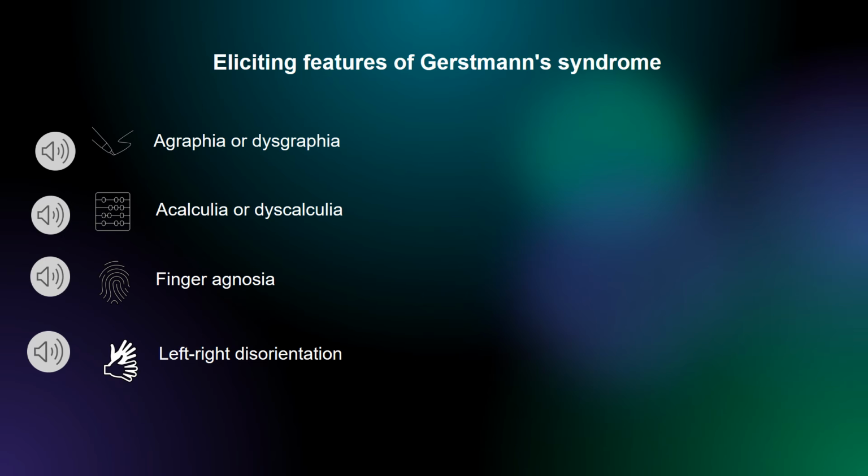Left-right disorientation. This is confusion of the right and left limbs and indicates a lesion on the dominant parietal lobe. It is tested by requests like show me your left hand, touch your right foot, and touch your left ear with your right hand. A positive test is the inability to obey these commands in the presence of otherwise normal sensory and motor function.